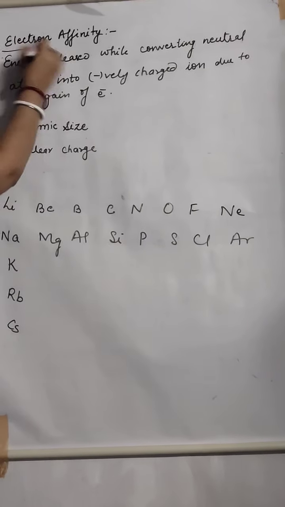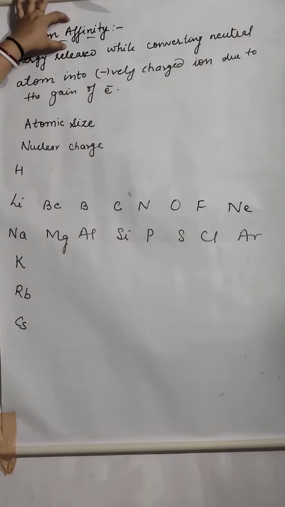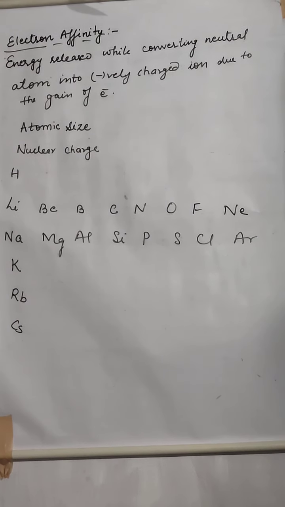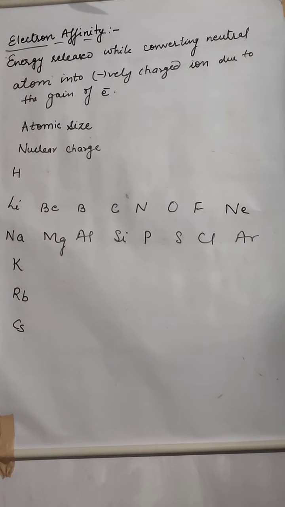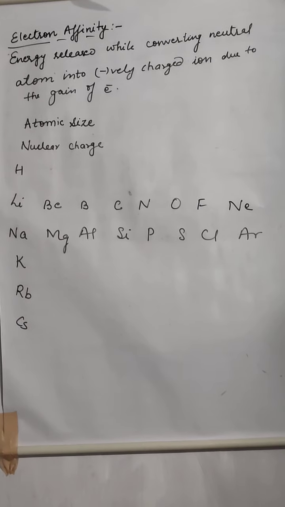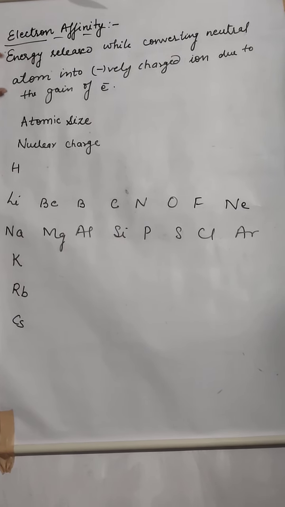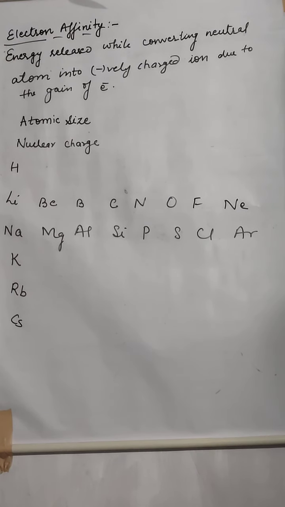So our next topic is electron affinity. What is electron affinity? Electron affinity, electron lover. As you all know, in ionization potential, during the loss of an electron, energy is required. Similarly, during the gain of an electron, energy will be released. So what is electron affinity? Energy released while converting a neutral atom into a negatively charged ion due to the gain of an electron.